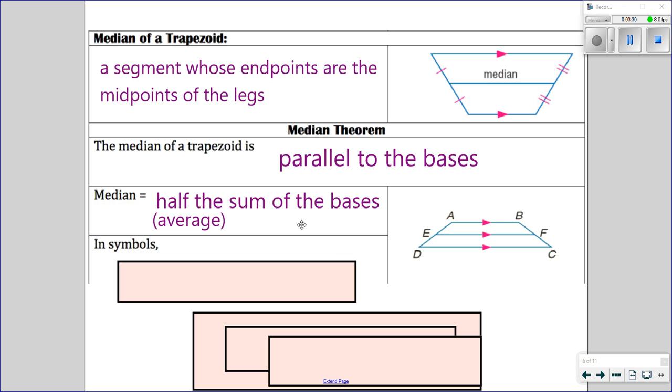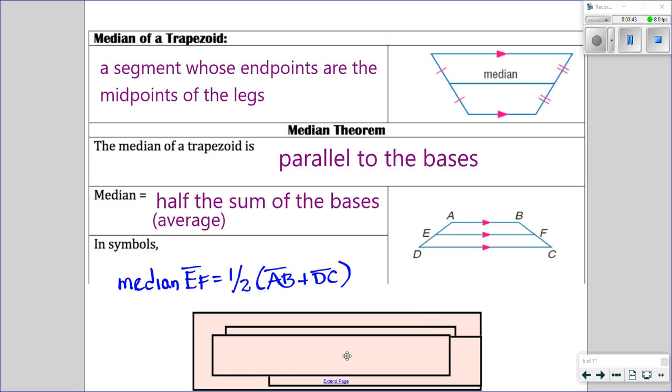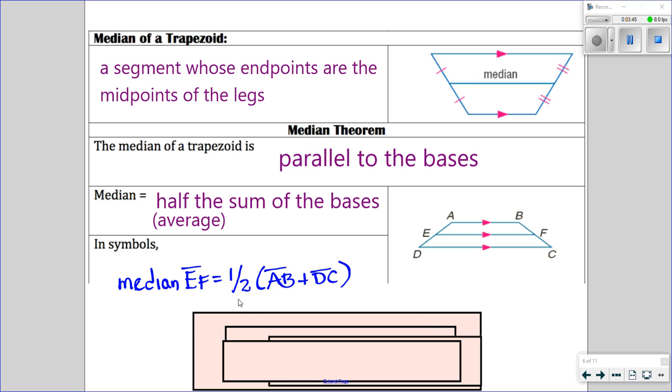So how do you find the average of something? You add up the numbers and divide by how many you're adding up. Since there are two bases that you're adding up to get to the middle, the median is equal to half of base 1 plus base 2. And that's how you get the median. Basically, you're adding up those two bases and dividing in half to get the middle.